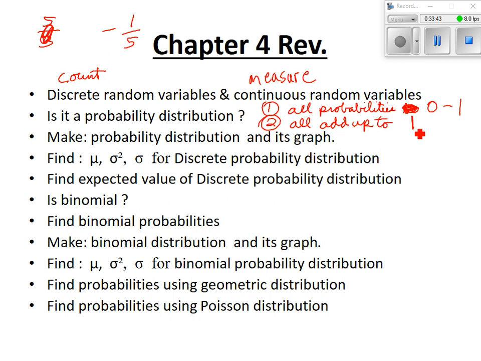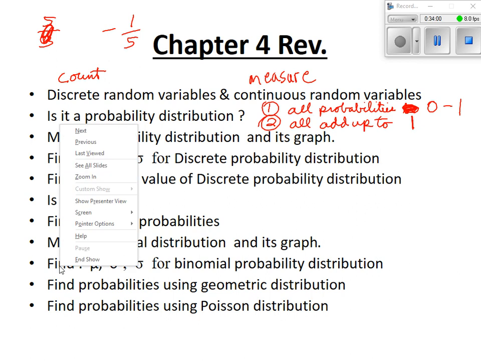Maybe some examples, maybe the calculators, things, the formulas that we're going to write down here in a few minutes, for a lot of them, maybe the calculator steps, whatever. Stuff like that, just to give you some ideas. Make a probability distribution and its graph. I'm going to do this real quick.